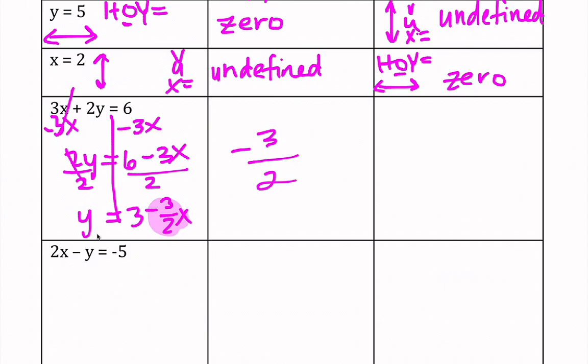Okay, so to find the slope of a line that's perpendicular to it, I'm going to take the opposite reciprocal. Opposite, change the sign. So if this sign is a negative, the perpendicular slope would be a positive. Reciprocal, flip it. So instead of having 3 over 2, I'm going to have 2 over 3.